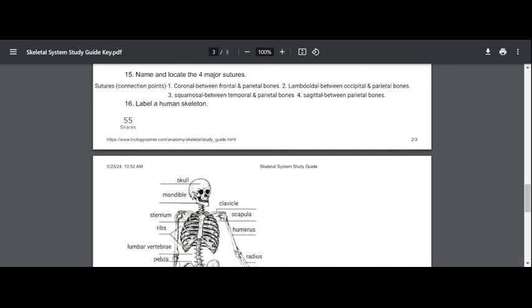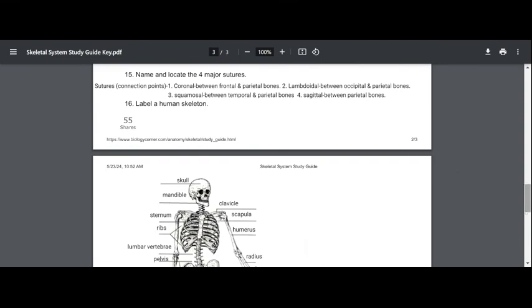Okay, the second major suture is the lambdoidal, which is located between occipital and parietal bones. The third major suture is the squamosal, which is located between temporal and parietal bones. And the fourth major type of suture is the sagittal, which is located between the parietal bones.